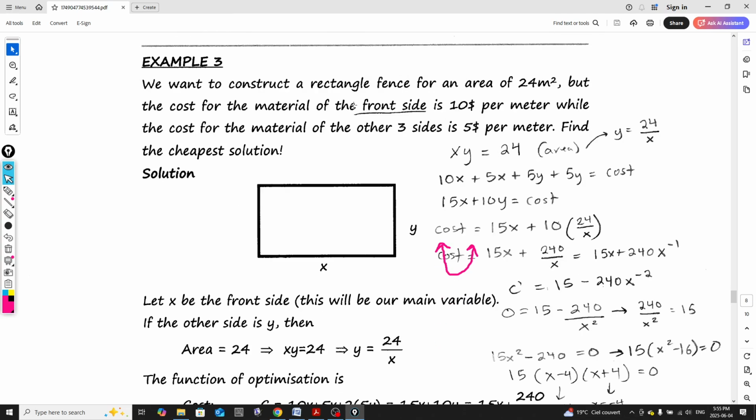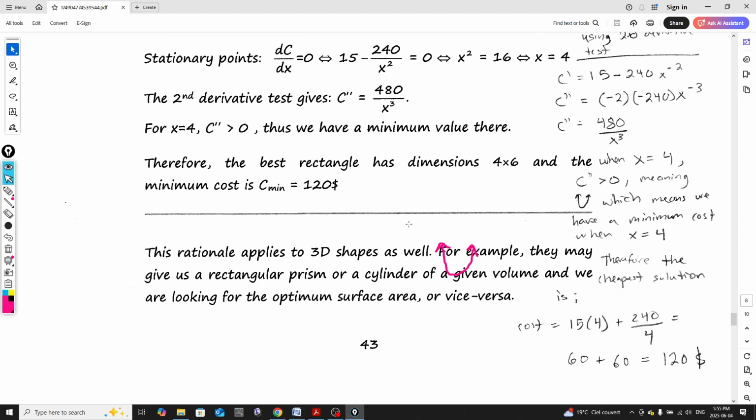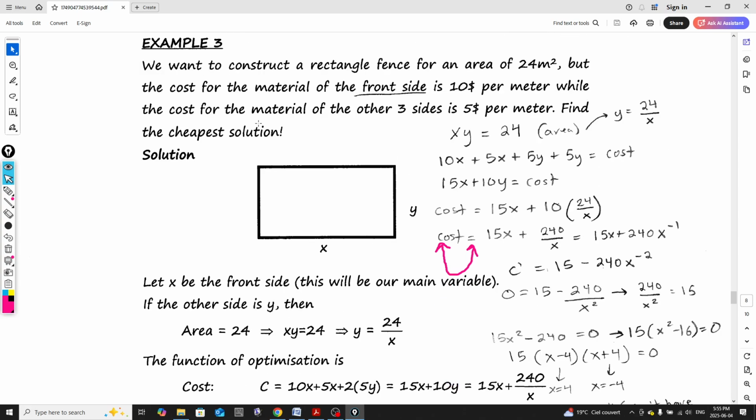All right. The question here was asking us to find the cheapest solution. The cheapest solution involves x equals 4, and if x equals 4, then based on the area, y equals 6. So there you go. Wait, what was the question asking? Find the cheapest solution. Oh, okay. So they also want the actual cost. Sorry, my apologies. They want the actual cost of this.